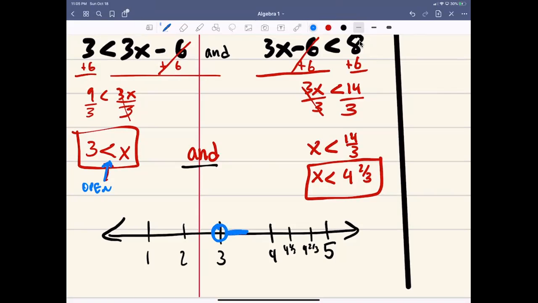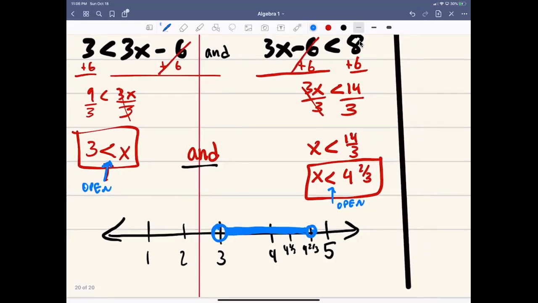We gotta find out where we end, right? So this next one is also gonna be open, right? And so we're gonna have an open circle at 4 and 2/3. And we're saying x is less than that, so we're gonna be going to the left. All right, and so you're gonna fill that part in. We're just gonna fill that in.